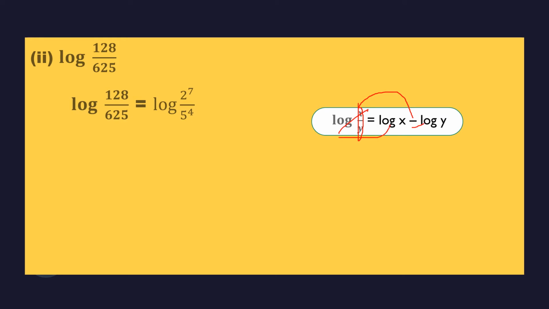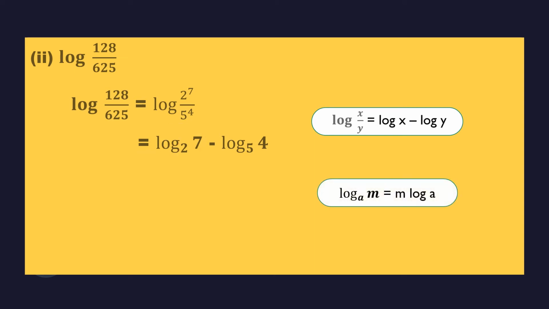Clear? So I can write this log 2 power 7 by 5 power 4 as log 2 power 7 minus log 5 power 4. Now here again it is having power, right? So this power will be sent to the front, because the property is log m base a, log m base a means m log a. The power will be sent to the front. So 7 log 2 minus 4 log 5.